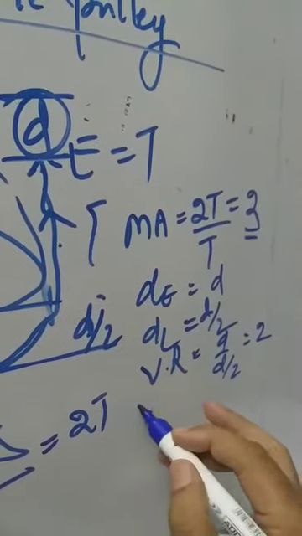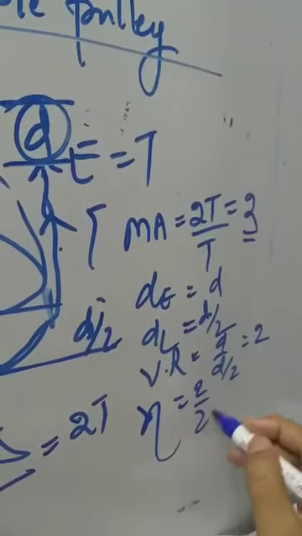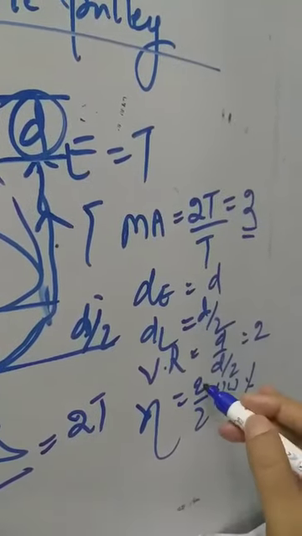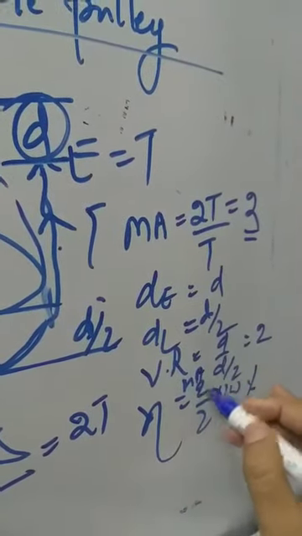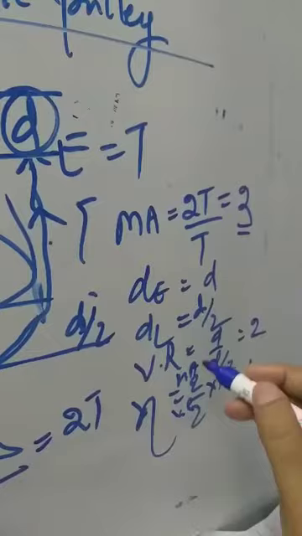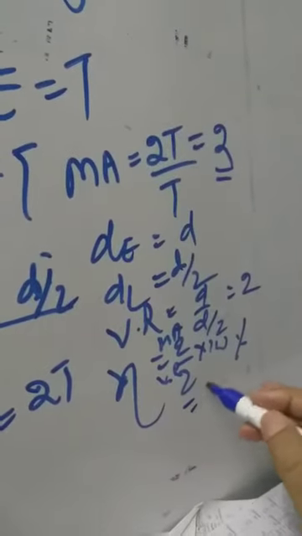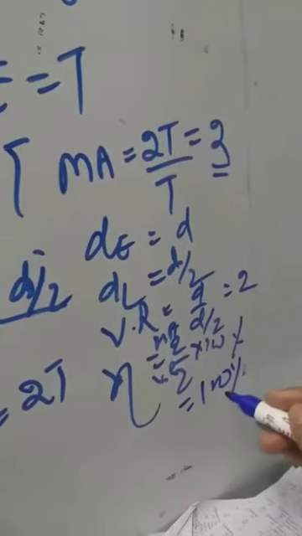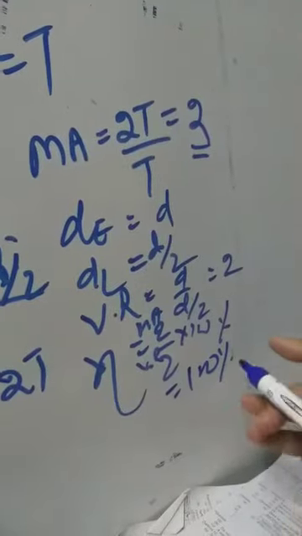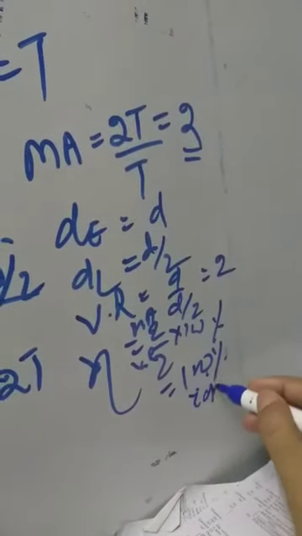So efficiency will be 2 by 2 into 100%. This is the mechanical advantage and this is the velocity ratio. So 2 by 2 into 100, that is equal to 100%. So this is the efficiency. Of course, this is the ideal situation.